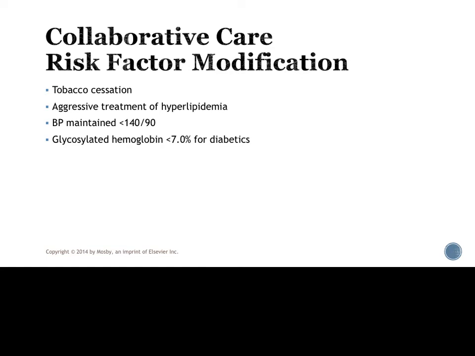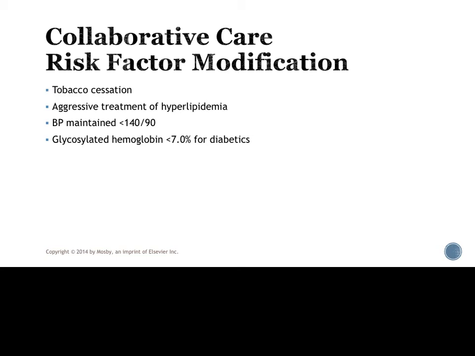So key to the management of PAD is obviously risk factor modification. We've talked about the fact that if someone is smoking, that's the first risk factor that we go over. And so we want to talk to them about stopping the use of tobacco products. We want to have aggressive treatment of their hyperlipidemia, their high lipid levels. During coronary artery disease, we talked about the statins. The statins are actually used to manage hyperlipidemia for PAD also.